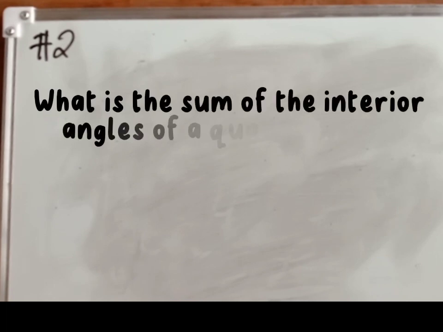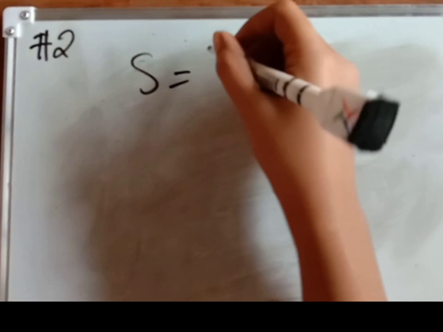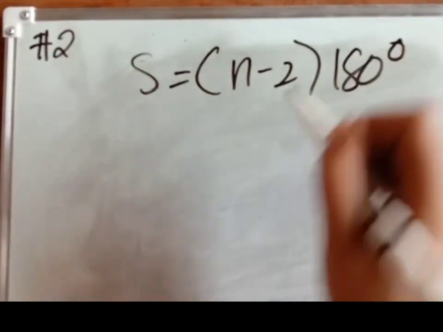Let's now move on to our problem number 2. Our problem number 2 is, what is the sum of the interior angles of a quadrilateral? So, to solve this problem, the same with problem number 1, we will use the formula S is equal to the quantity of n minus 2 multiplied by 180 degrees.